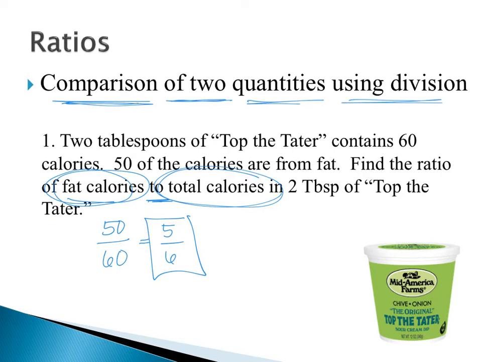So long story short, a ratio is basically a fraction comparing two things. Whatever's listed first goes on top of the fraction. Whatever's listed second goes on the bottom of the fraction. One other thing, sometimes you'll see a ratio written with a colon instead of as a fraction. This is okay too. So both answers, 5/6 or 5:6, would be correct.